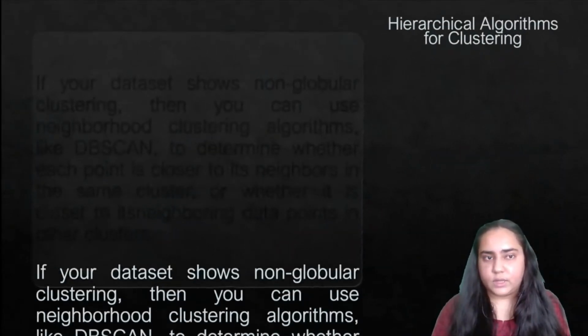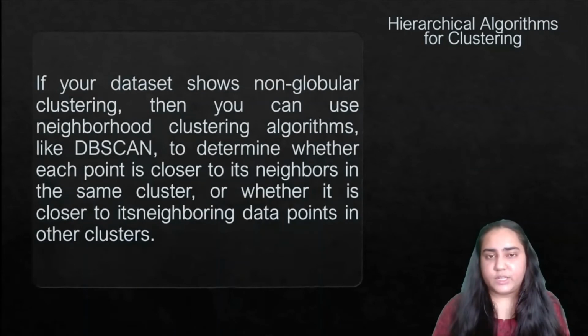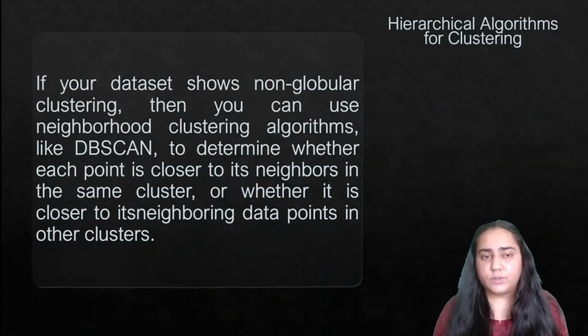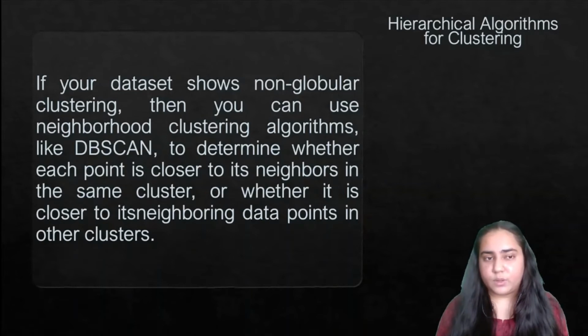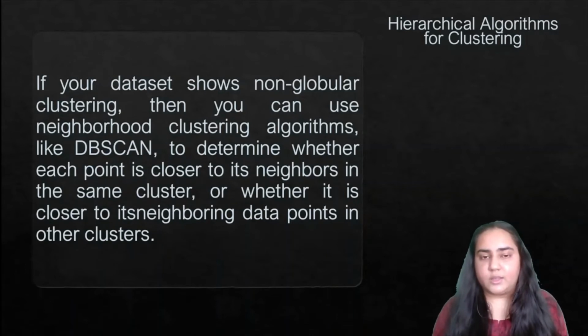So then what is the solution? If your data set shows such non-globular clustering, then you can use neighborhood clustering algorithms. One such algorithm is DBSCAN, to determine whether each point is closer to its neighbors in the same cluster or whether it is closer to its neighboring data points in other clusters.